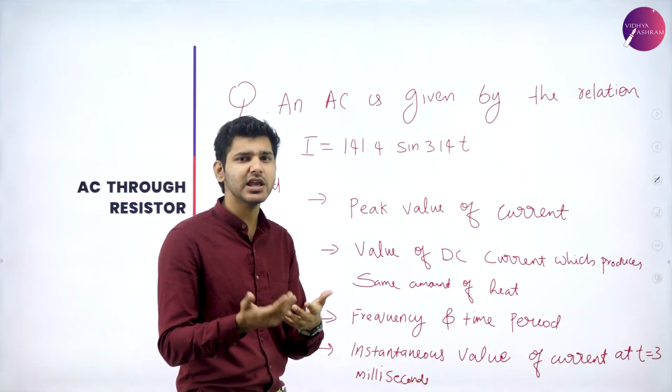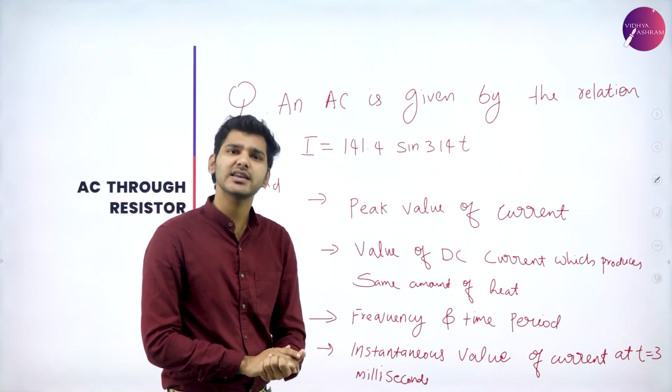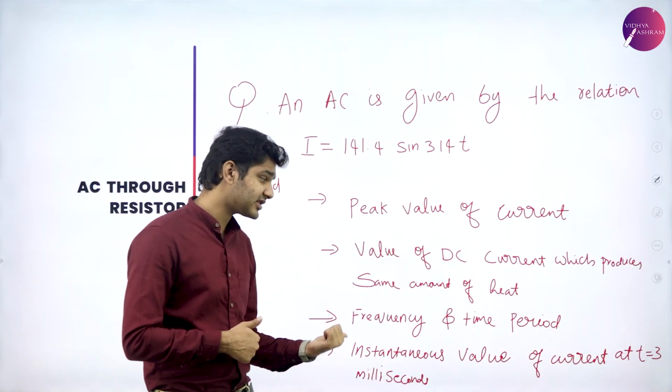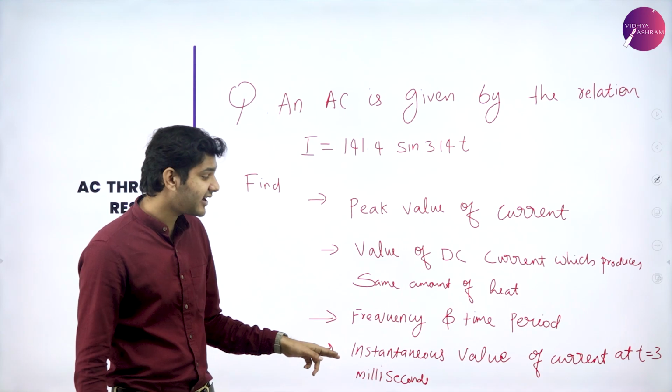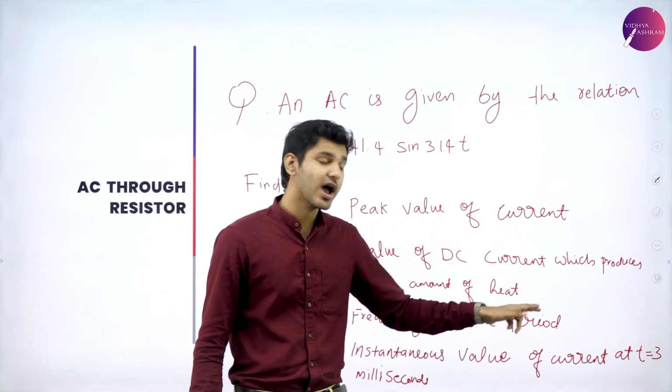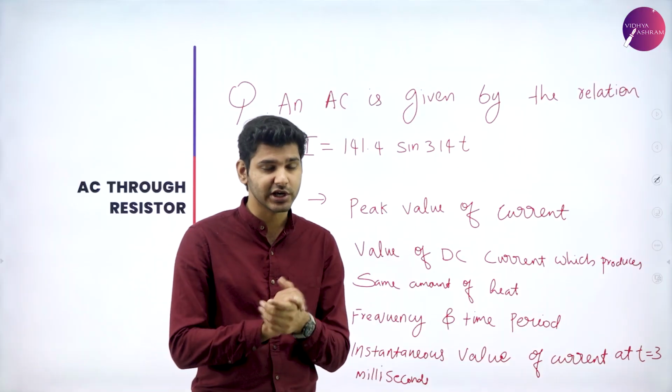That is basically meaning find the DC equivalent of this particular AC current. And then the next question is find the frequency and the time period, and finally find the instantaneous value of current at t is equal to 3 milliseconds. So how are you going to solve this particular equation?